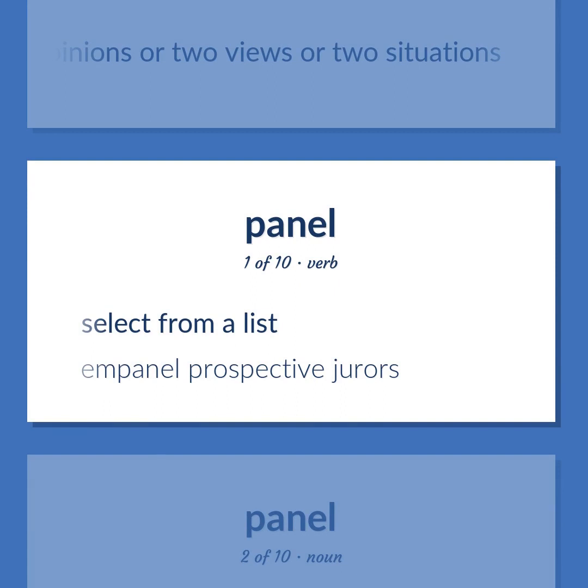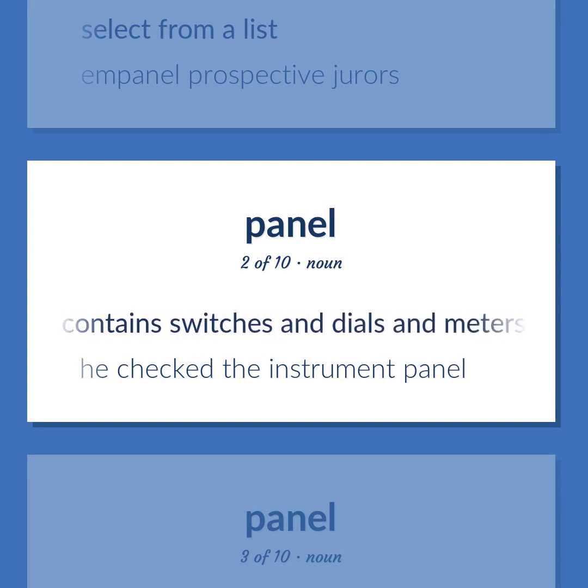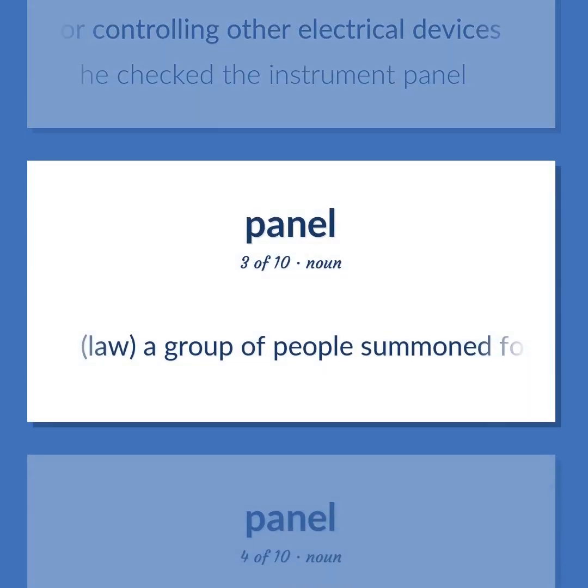Select from a list. Impanel prospective jurors. Electrical device consisting of a flat insulated surface that contains switches and dials and meters for controlling other electrical devices. He checked the instrument panel. Law. A group of people summoned for jury service, from whom a jury will be chosen.